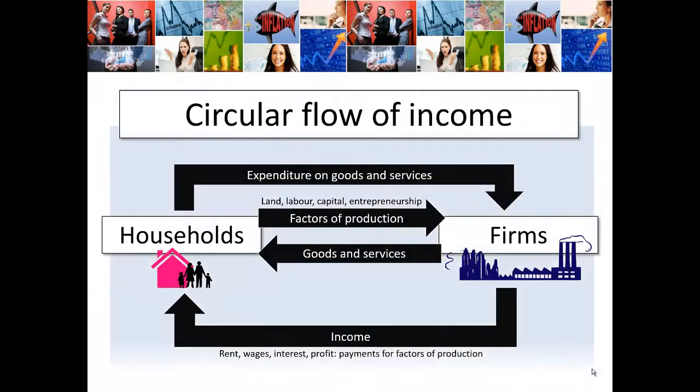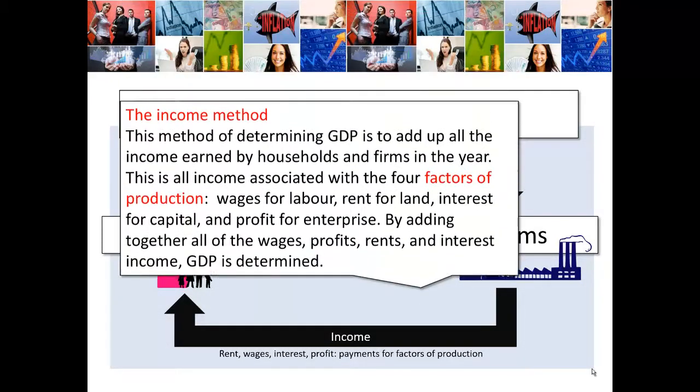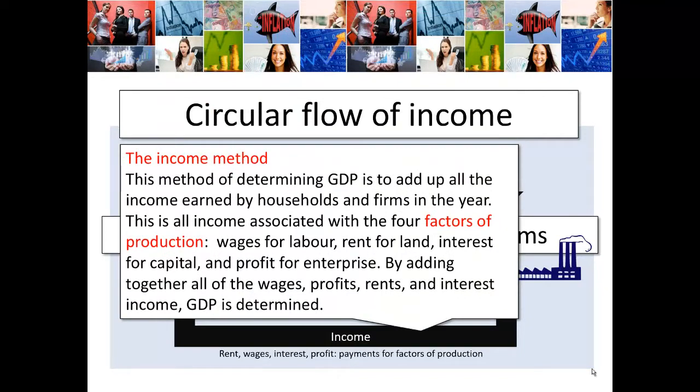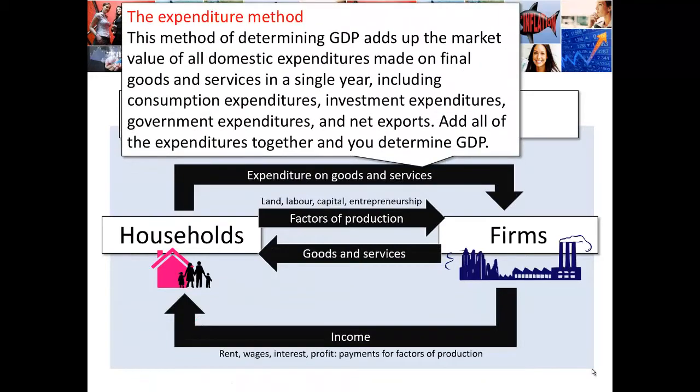Quickly revisiting the circular flow model, we can see exactly where these two methods of calculating GDP come in. The income method: factors of production, payment for the factors of production. And the expenditure method, adding up all the domestic expenditures made on final goods and services in a single year.